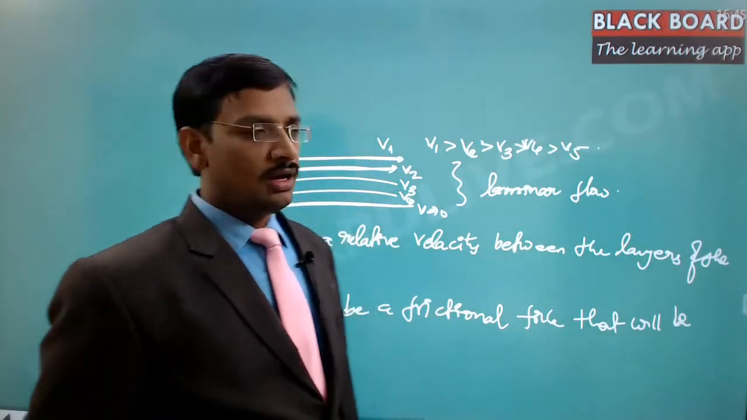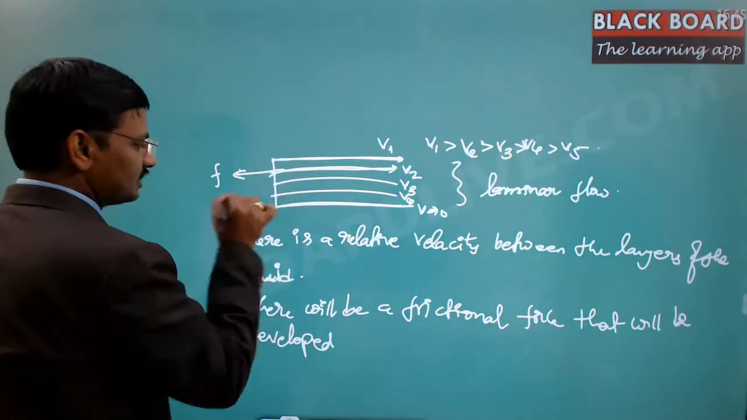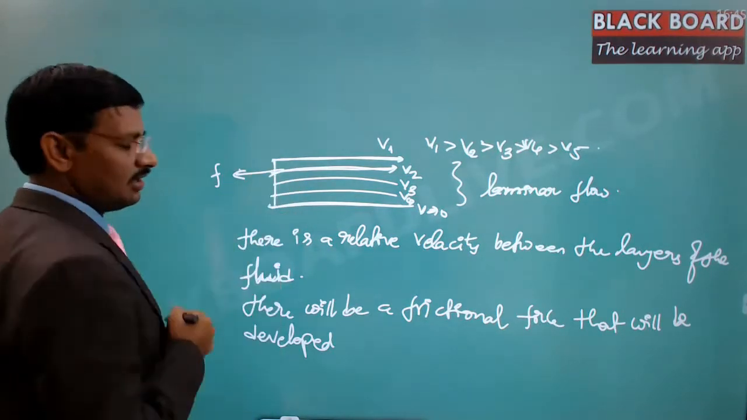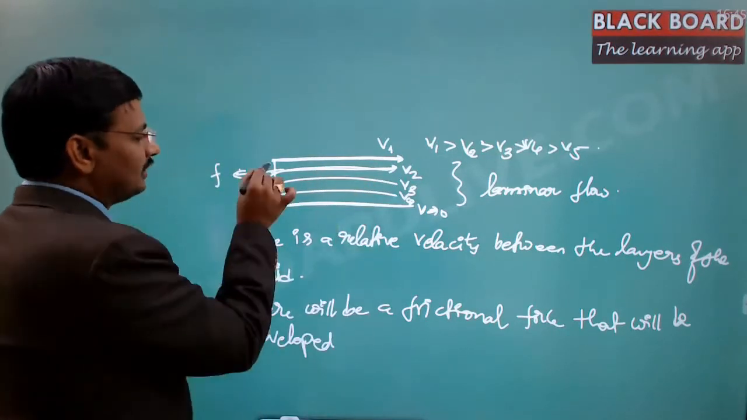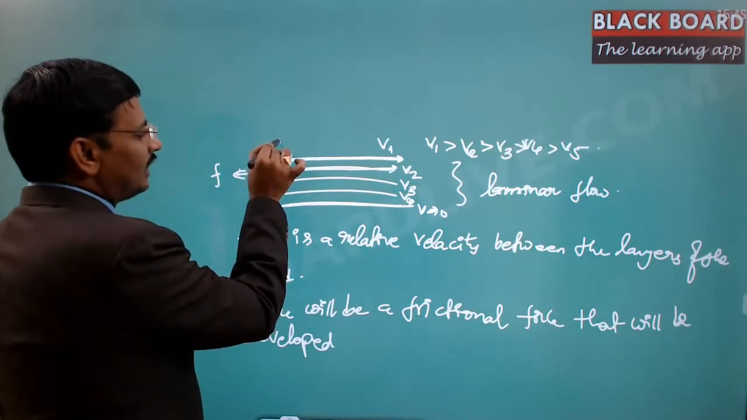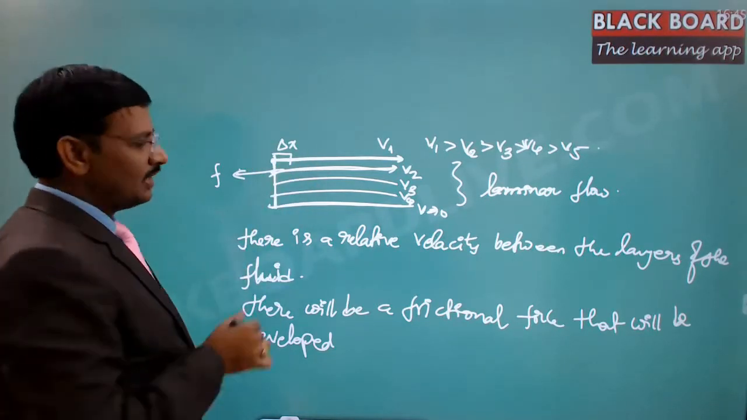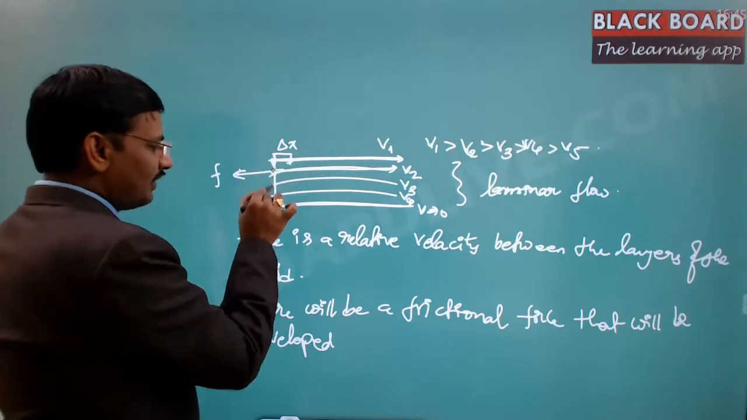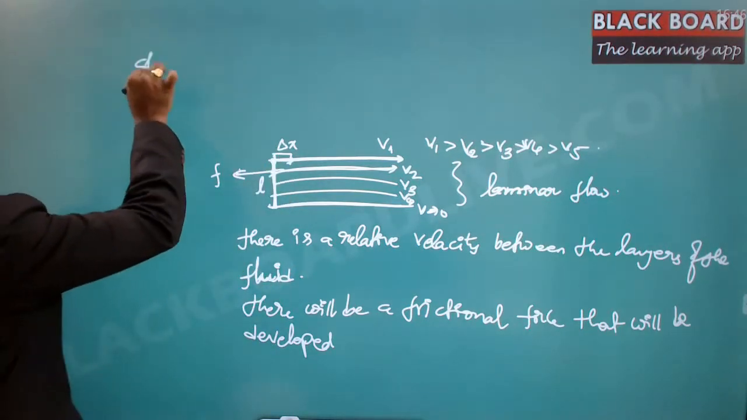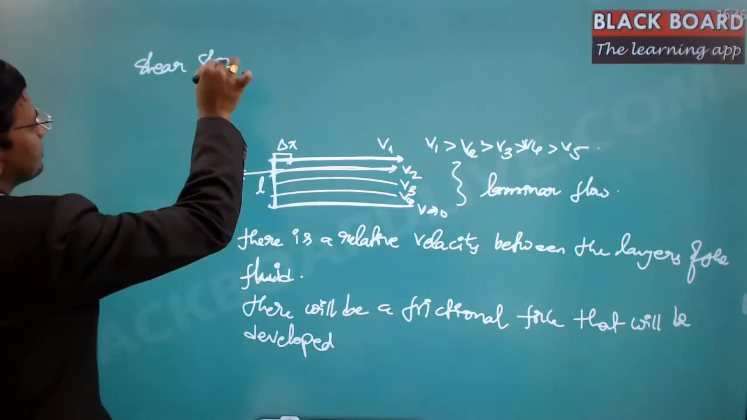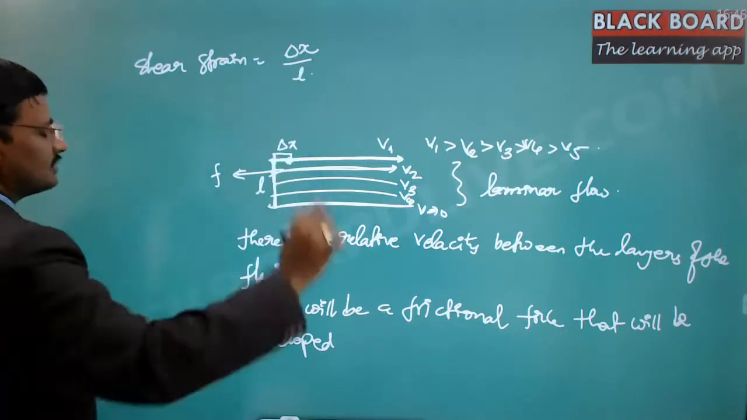Now, if you talk about the shear stress and shear strain, suppose this is one cross-sectional area that you can think of. As this layer is moving, there is a delta x, which is the displacement of this particle till this particular point, and this displacement divided by this height is called the shear strain. Shear strain is equal to delta x divided by L.